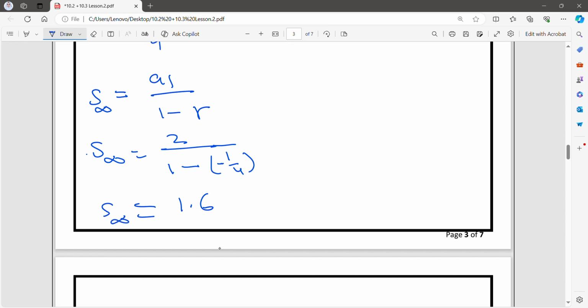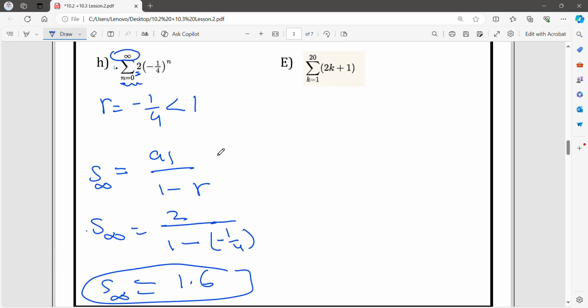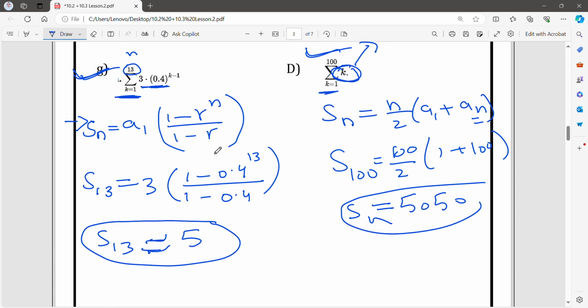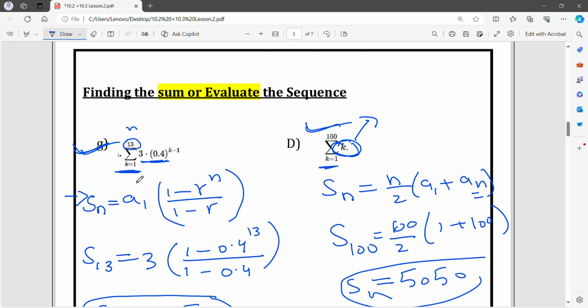1.6. So this is my sum for infinite geometric sequence. Keep one thing in your mind: in the geometric sequence, whenever you are finding the sum or evaluating, you have to check whether the sequence is finite or infinite. If it's finite, directly you will find the sum. If it's a finite geometric sequence and I know n, how many terms, then you can find the sum or evaluate directly.